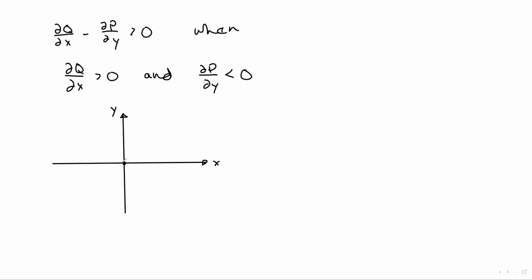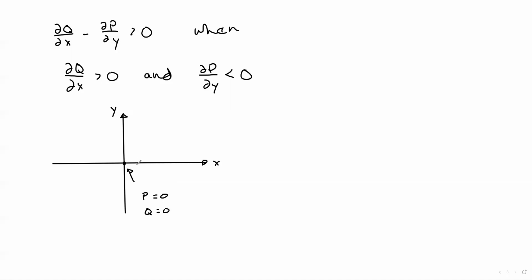Imagining that we're starting at this point here, for simplicity's sake we're going to assume that P is equal to 0 and Q is equal to 0 at that location. If P is equal to 0, then the part of the vector field that points in the x direction, the x component, is 0. So you're starting off with a zero vector essentially at the origin there.